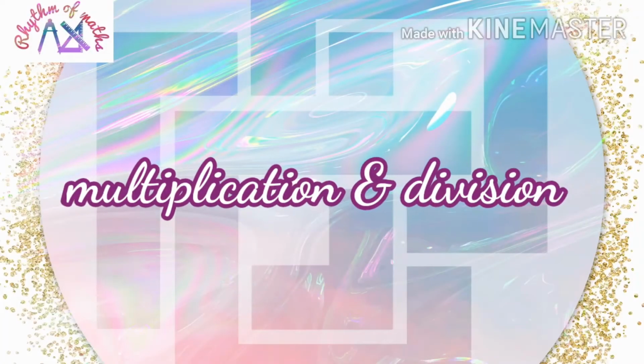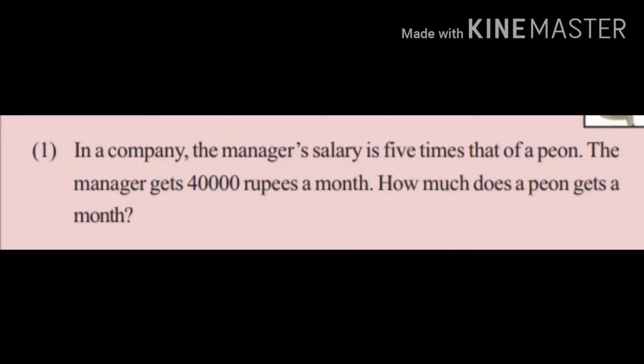Next subheading is multiplication and division. No more explanations to give, just multiplication and division. Directly, let's go to the problems. Second activity, from the textbook. Here is your first question. In a company, the manager's salary is 5 times that of a peon. The manager gets 40,000 rupees a month. How much does a peon get a month?